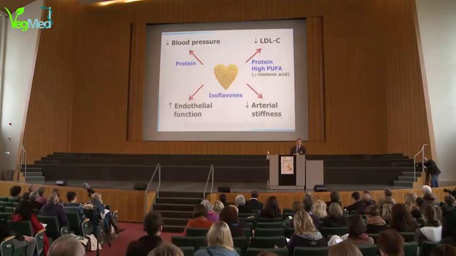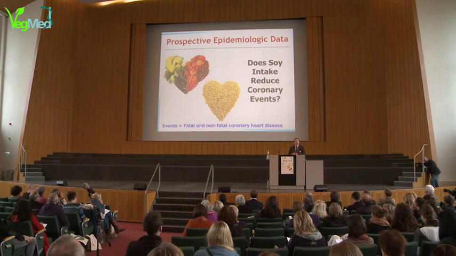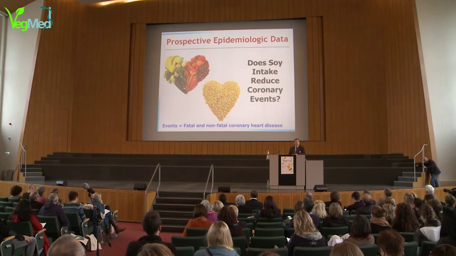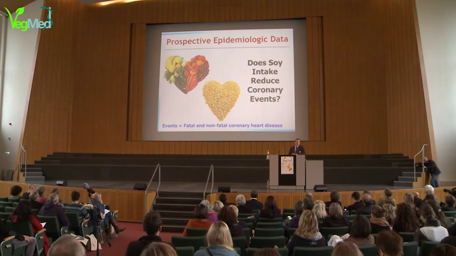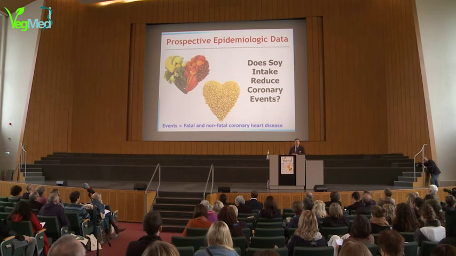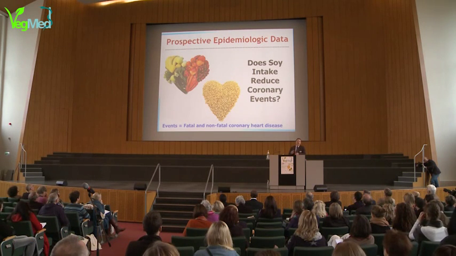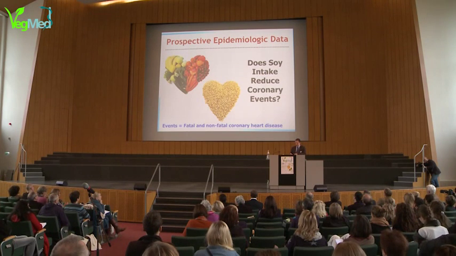The protein also modestly lowers blood pressure, both systolic and diastolic blood pressure, and then the isoflavones decrease arterial stiffness and increase endothelial function. So there are many mechanisms by which soy foods may potentially reduce the risk of cardiovascular disease. But now let's actually look at the epidemiologic data to see if people who consume higher amounts of soy are less likely to have a coronary event, that is, a fatal or non-fatal heart attack.